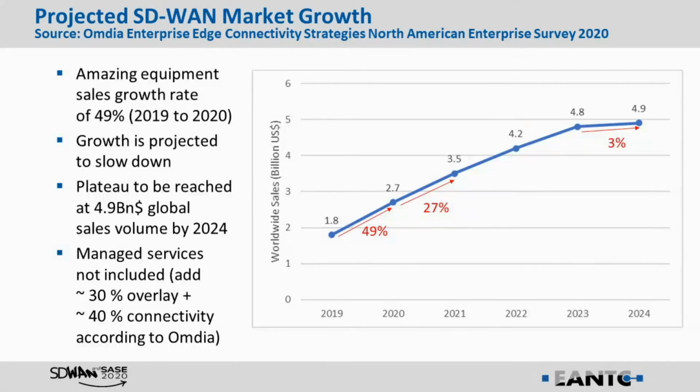How is the growth going to continue? Omdia projects that this year we will see 27% growth after 49% last year. As you know, the bigger the market is, the more difficult it is to grow at the same speed. So the speed is definitely going to slow down, but we will see a plateau at around 5 billion US dollars annual equipment sales in 2024.